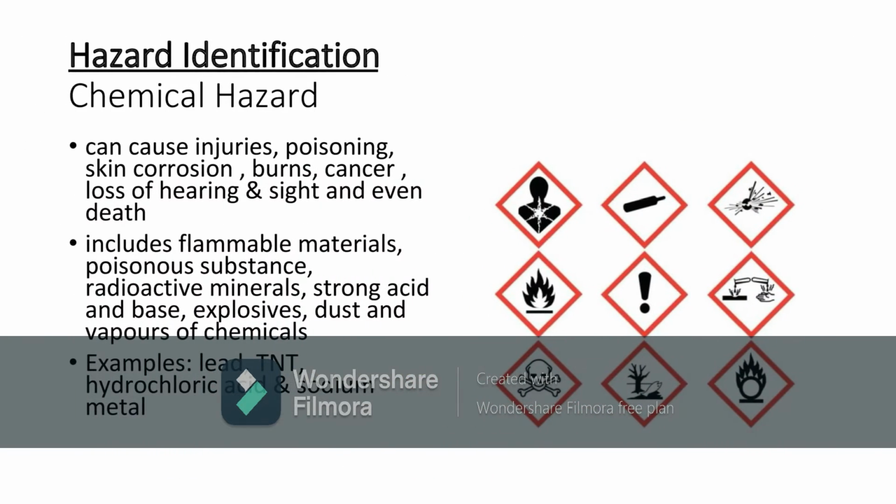The third type is a chemical hazard. Chemical hazard can cause injuries, poisoning, skin corrosion, burns, cancer, loss of hearing and sight, and even death. These include flammable materials, poisonous substance, radioactive minerals, strong acid and base, explosive, dust, and vapor of chemicals.